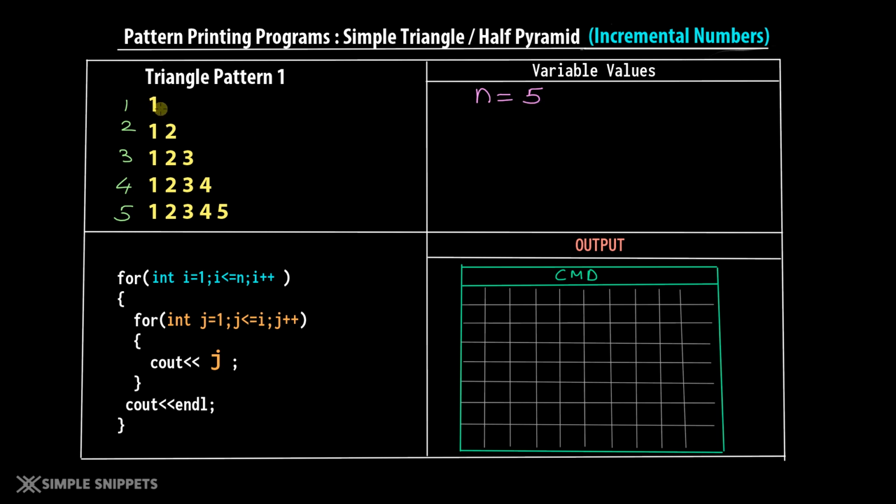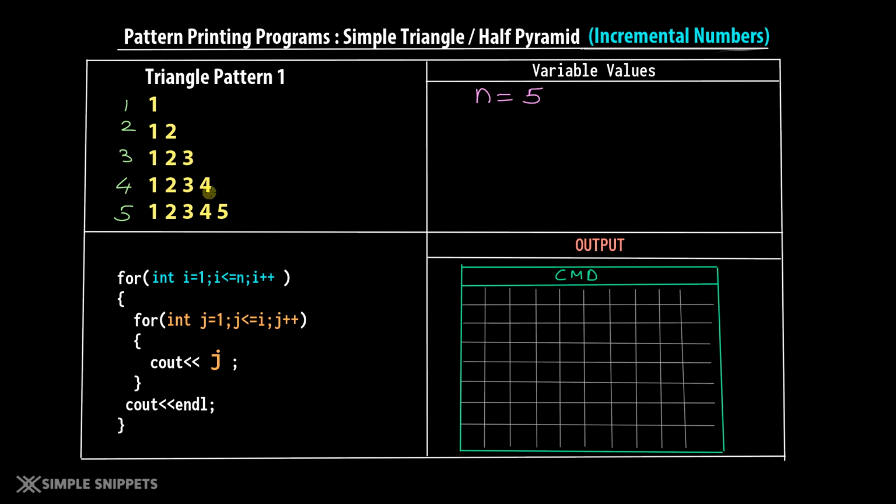The next thing that you observe is the numbers are incremental, which means that for the first row we want 1 number, for the second row we want 2 numbers, but the 2 numbers will start from 1 and 2, which will be in a sequence. For the third row we have 1, 2, 3.